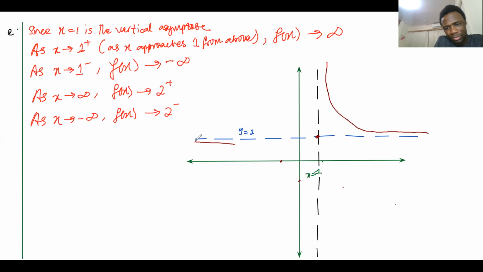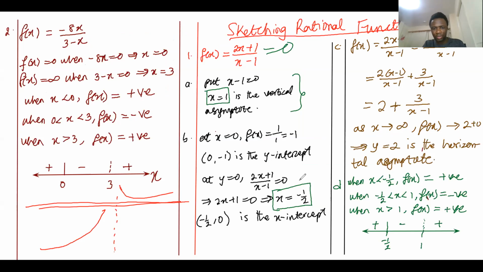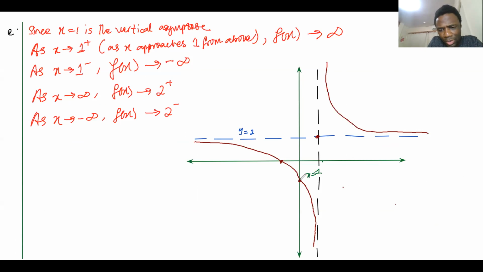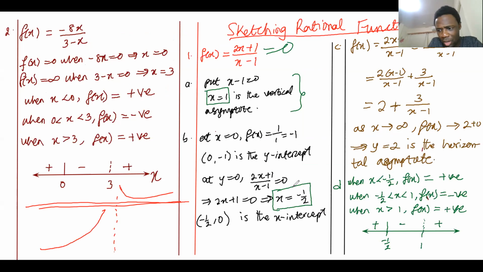Okay, so something like that. So this is your intercept. We put the label for the intercept. Our first intercept is (0, -1). X is 0, y is -1. The other intercept is (half, 0).